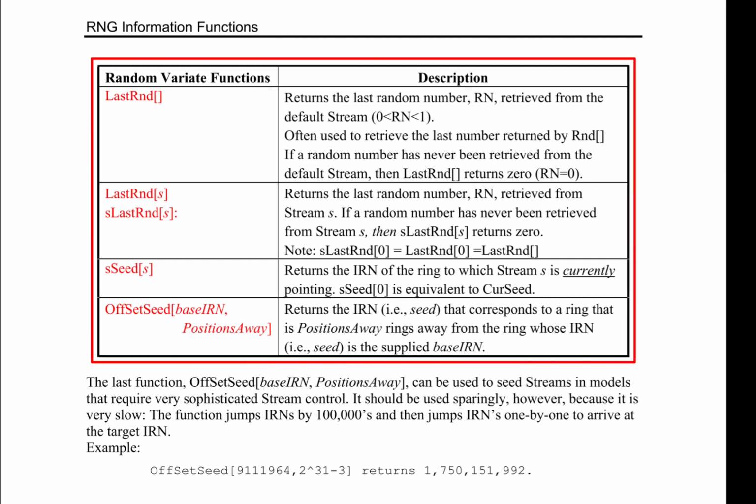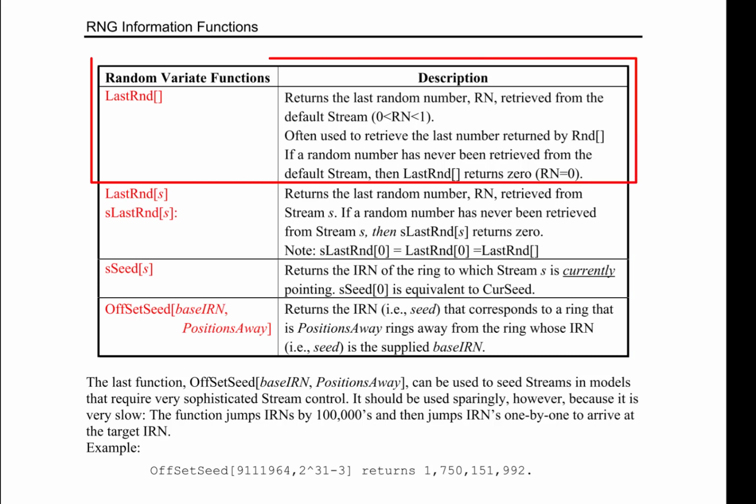This table shows special random variate functions. The first one, last RND, is particularly important because it returns the last random number that was retrieved from the default stream in the range from 0 to 1. It is often used to retrieve the last number retrieved by the function RND. If a random number has never been retrieved from the default stream, then last RND returns the value 0.